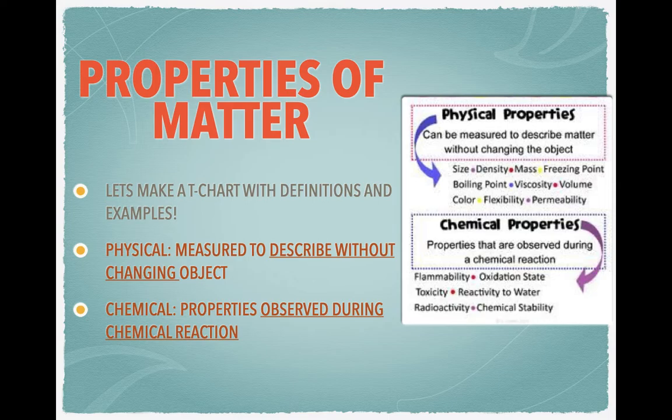And then our examples, so you have the EX for examples. If you look at the white box on the screen, our examples are things like size, density, mass, the freezing point, the boiling point, viscosity, like how stretchy is it, volume, how much space does it take up, the color of it, flexibility, and permeability. Permeability is can liquids or air, can stuff pass through it pretty easily.